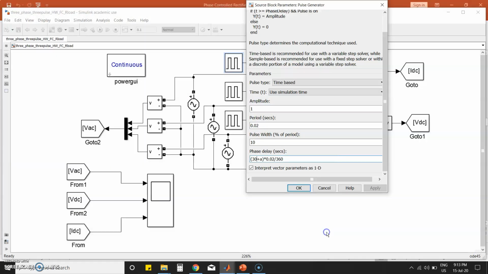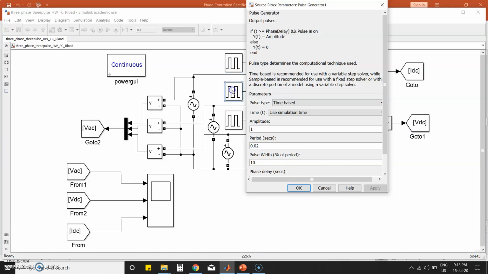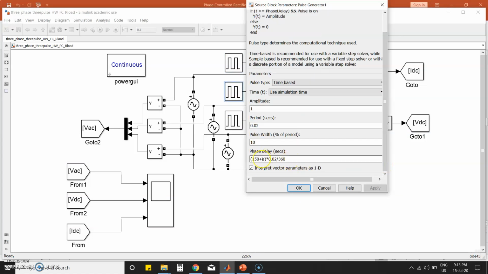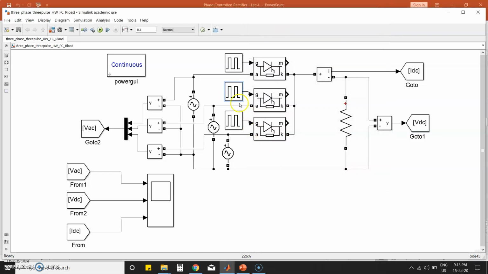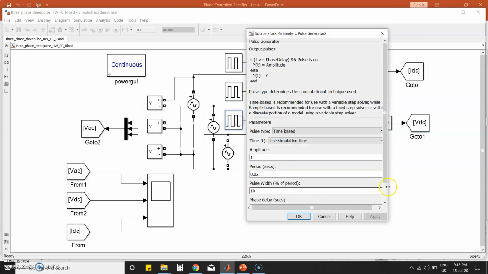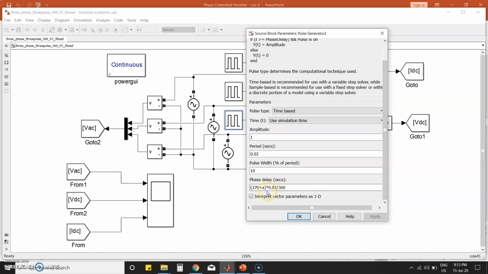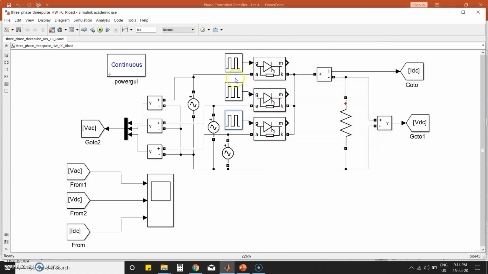In the pulse generator I have given 30 plus A for this one, and in the next pulse generator you have to add 120 degrees. Because here it is a three-pulse converter, so 360 divided by 3 is equal to 120. For each pulse you have an interval of 120 degrees. So for this one 150, and for this one it will be 270. This is the firing pulse. If you make any mistake in this firing angle, there will be a major mismatch in your output.